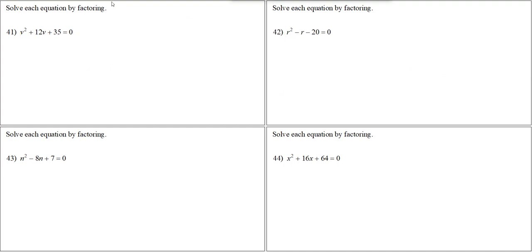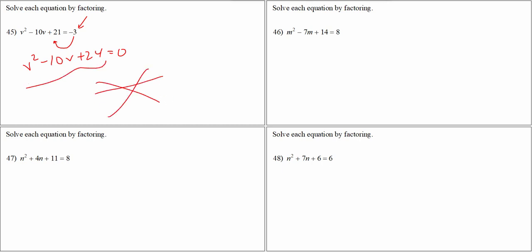All right, let's go to the next section here. Again, I want to make this 0 here. How do I make this 0? I got to add 3 over here. So I get v squared minus 10v plus 24 equals 0. Now take this, do your x, take your numbers, and then flip and divide. I'm not going to go through this whole section because we already kind of went over it.